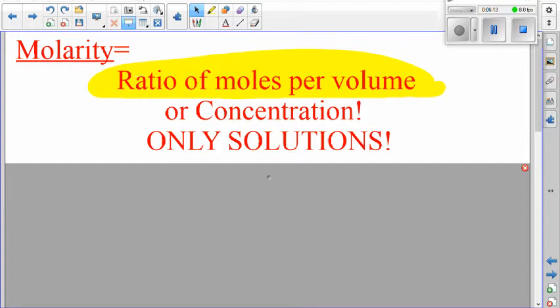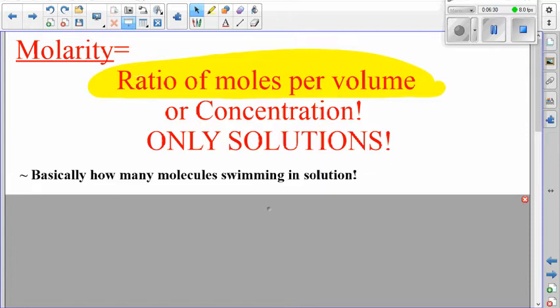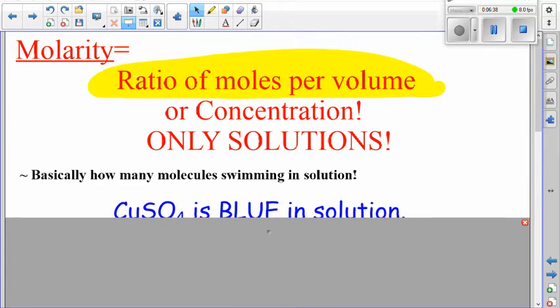So I dissolved about this much copper sulfate when I made this solution, whereas I dissolved a whole bunch to make this solution. So this idea of concentration, how much stuff you have in each solution, you're already familiar with that idea, but molarity is where we put actual numbers on it in terms of moles. So it's basically how many molecules are swimming around in the solution. You don't have to write that down, but that's the idea. How many copper sulfates are swimming around in each one of those solutions?